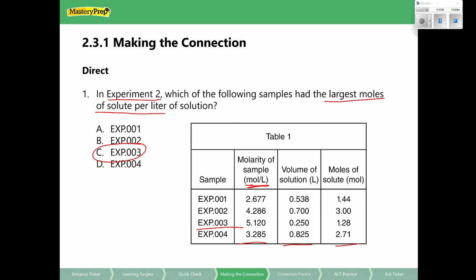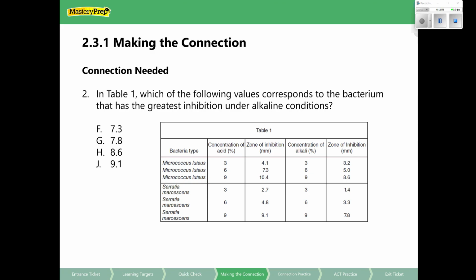Okay. Let's look at the next one. Now this one here cannot be answered by just using the table. You also need information from the passage text. A second connection. The question asks you to look for the greatest inhibition. So in table 1, which of the following values corresponds to the bacterium that has the greatest inhibition under alkaline conditions? But the table only describes the zone of inhibition. Without more information, you don't know whether a large zone of inhibition means that there's more or less inhibition present. So just having it doesn't tell us enough.